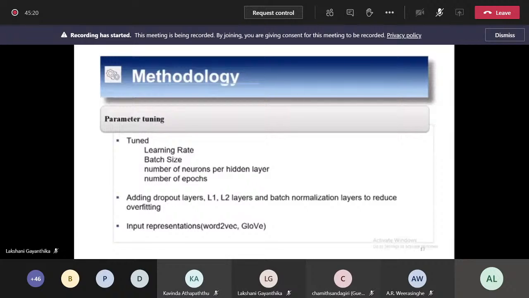In parameter tuning, we have tuned the learning rate, batch size, number of neurons per hidden layer, and number of epochs. To reduce the overfitting problem, we have added dropout layers, L1 and L2 regularization, and batch normalization layers. As I said, we have used two input representations, GloVe and Word2Vec.